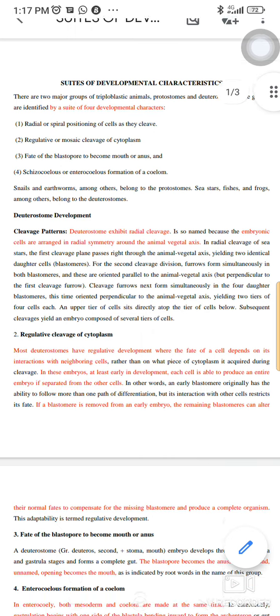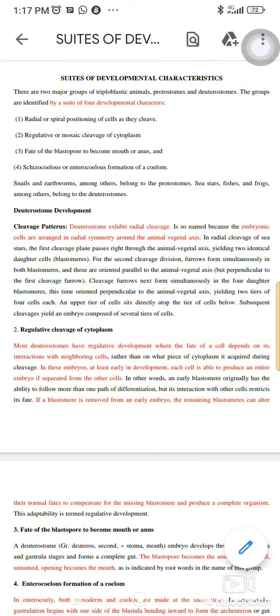The four developmental characters include radial or spiral positioning of the cells as they cleave, regulative or mosaic cleavage of cytoplasm, fate of the blastopore to become mouth or anus, and schizocoelous or enterocoelous formation of the coelom. So we now look at an example of each of them. For example, the protostome examples include the snails, the earthworm, etc. While for the deuterostome, we look at the sea star, the fishes, and the frog.